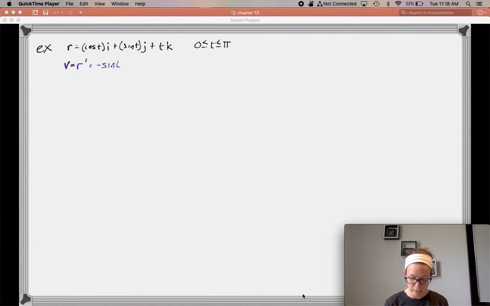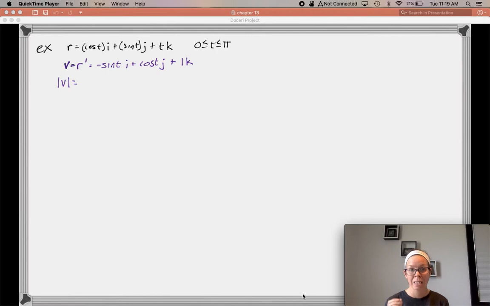Derivative of cosine is negative sine. Derivative of sine is cosine. And derivative of t is 1. So that would be our velocity. And then that unit tangent vector is v divided by the magnitude of v.